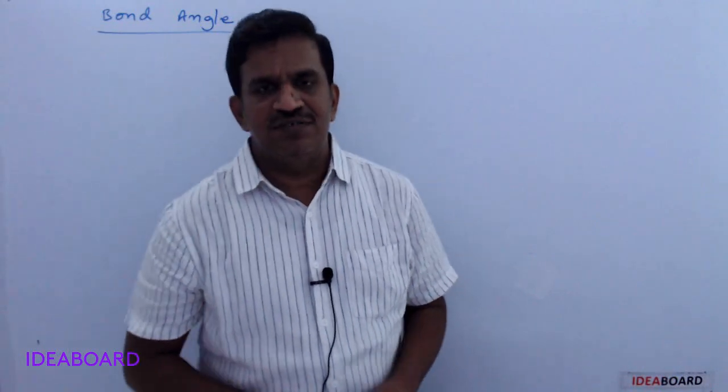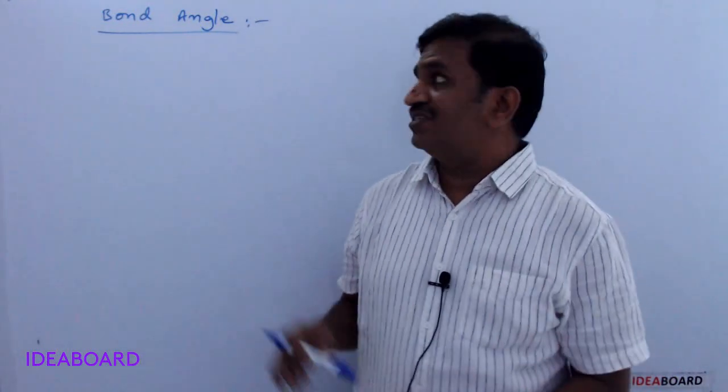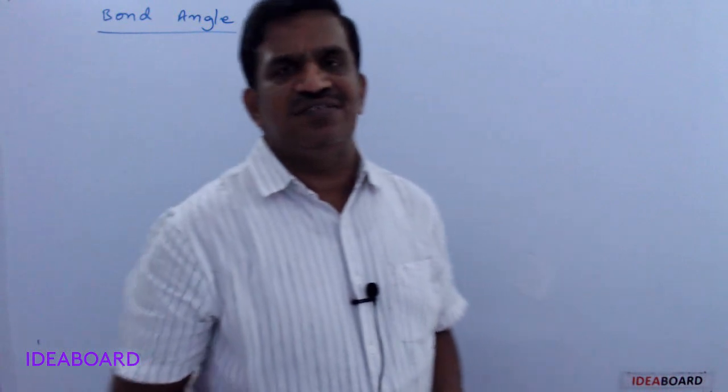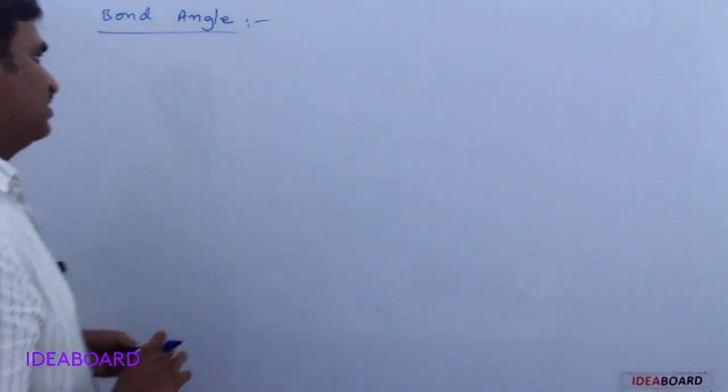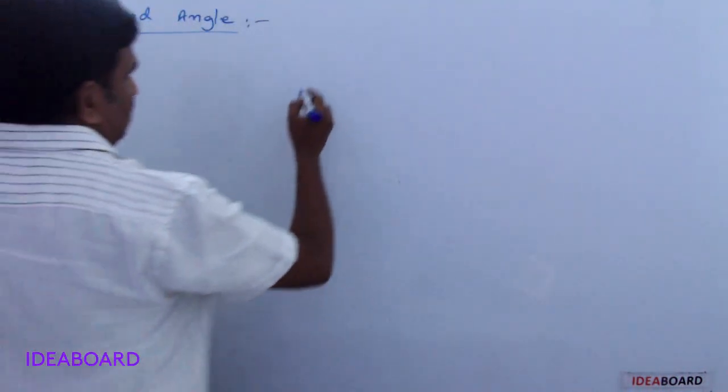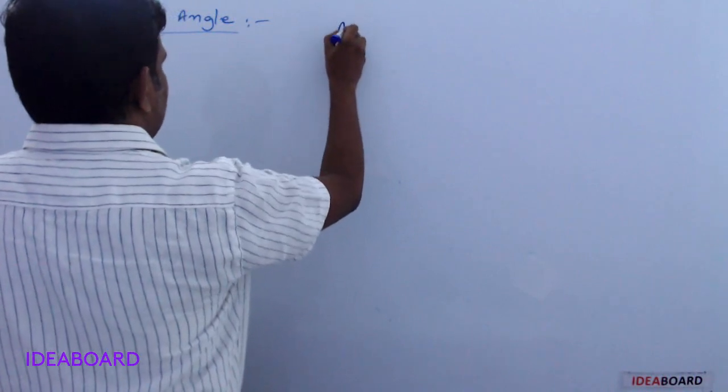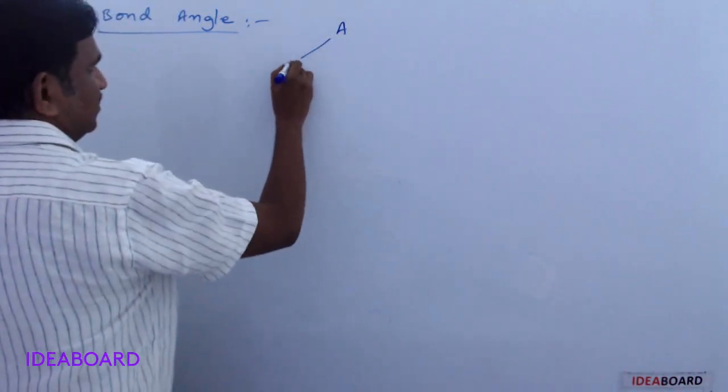Hi students. In the bond parameters, the second one is bond angles. Here is how we can define the bond angle. It is the angle between two bonded atoms and the central atom.